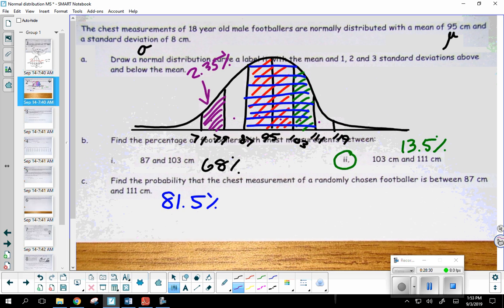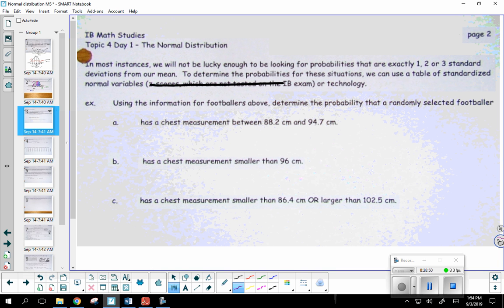Now, these problems are really easy if you're trying to find questions based on the actual standard deviation. But how often do you think it's going to be in the real world, where we take a set of data that's normally distributed, that the questions will always be exactly what we need? No. So that is where this next part comes in. In most instances, we will not be lucky enough to be looking for probabilities that are 1, 2, or 3 standard deviations from our mean. To determine the probabilities for these situations, we can use a table of standardized normal values.